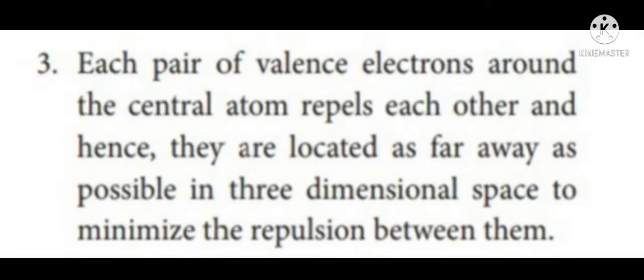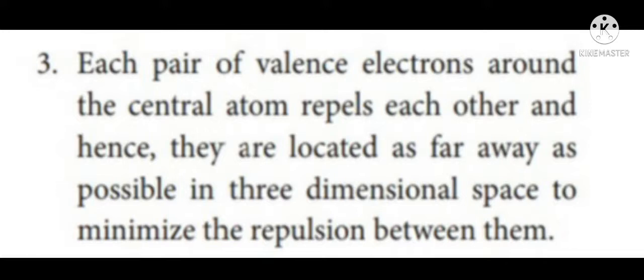Third point, each pair of valence electrons around the central atom repels each other and hence they are located as far away as possible in three-dimensional space to minimize the repulsion between them. Here, the central atom contains pairs of valence electrons and they repel each other. In order to minimize the repulsion between the pairs of electrons, they are located as far away as possible in three-dimensional space.